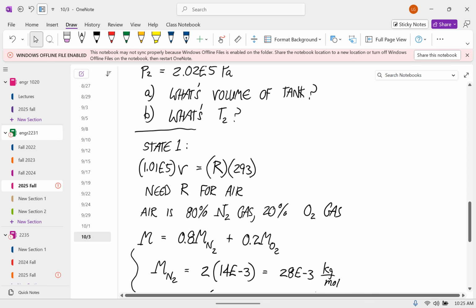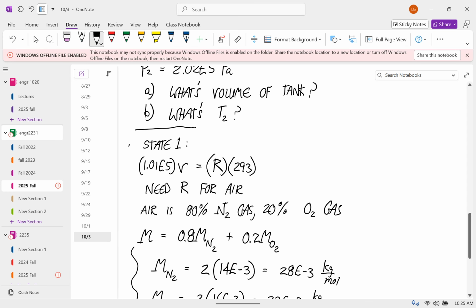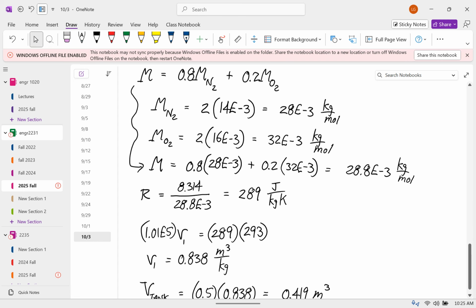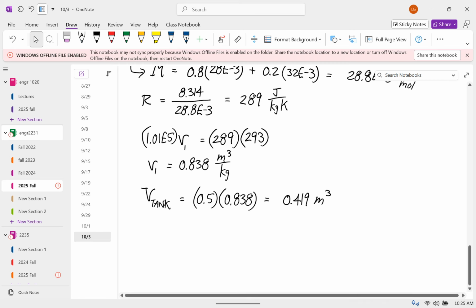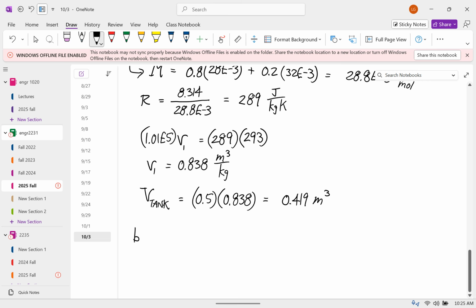So this was all to calculate the volume of that tank. But since it's a fixed tank, the volume doesn't change. And if the volume doesn't change, the specific volume doesn't change. So now that we know the specific volume at state one, we also know it at state two. So now we want to calculate the temperature at state two. But we know that V1 is equal to V2.